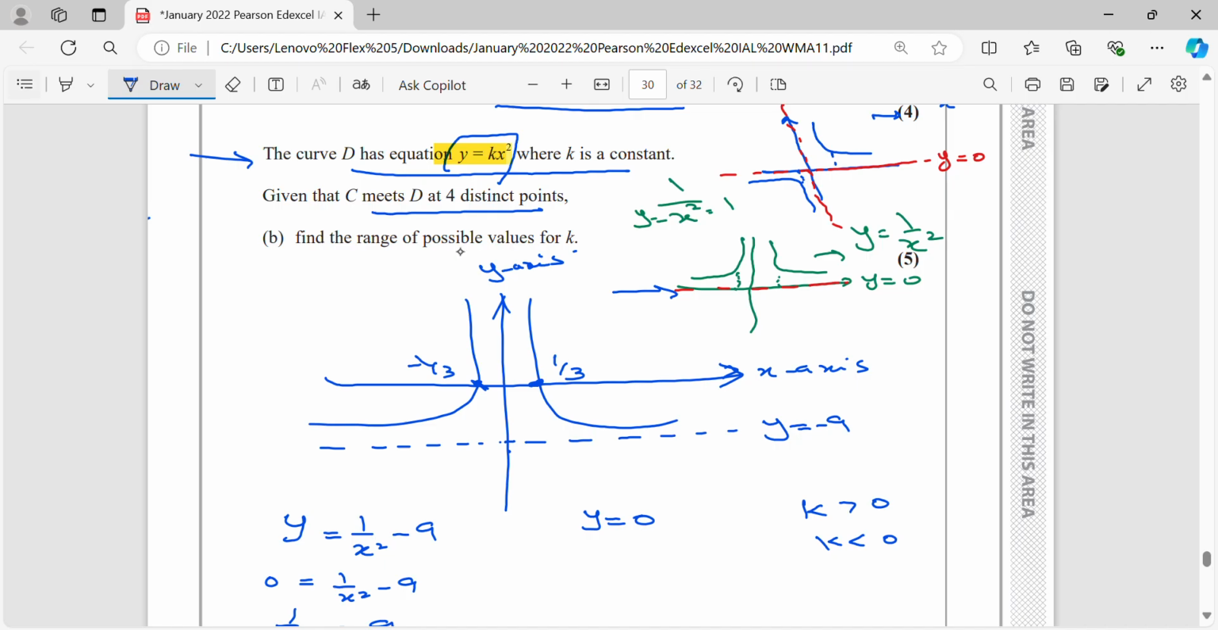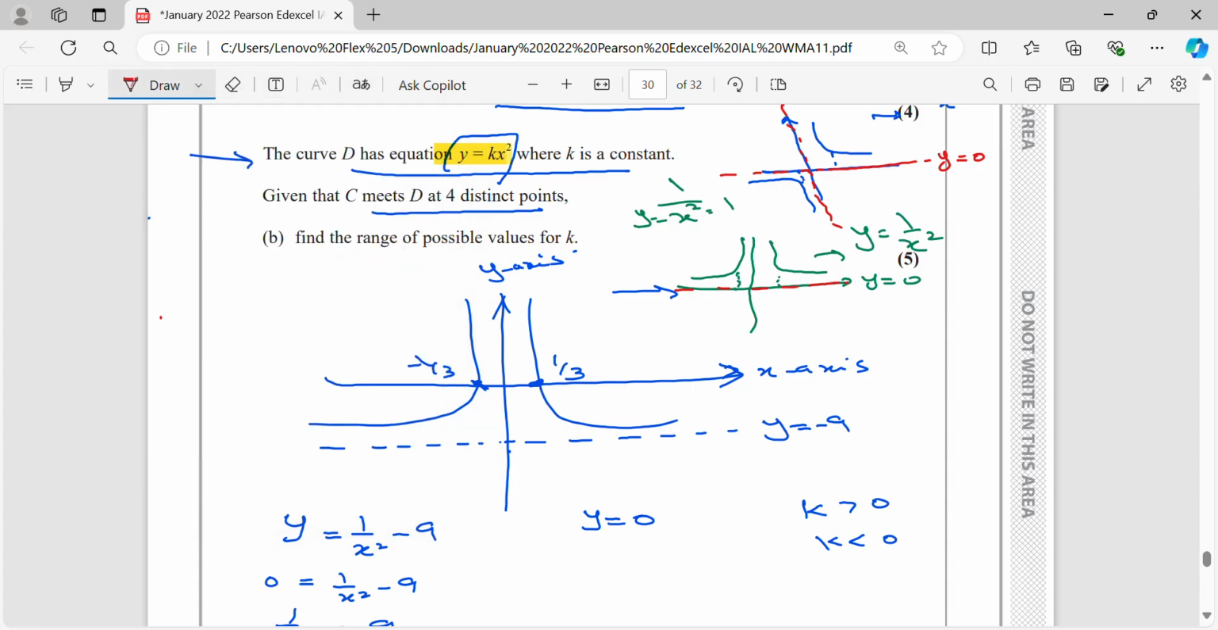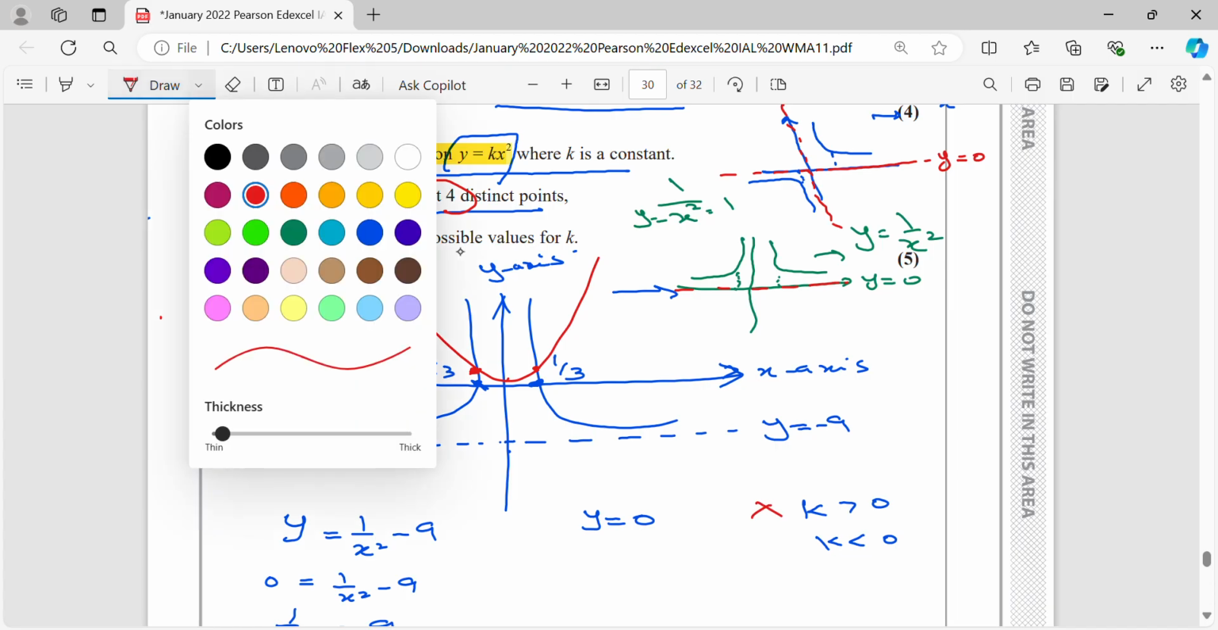If k is positive, it means that my parabola will be upward. So let's check out how the parabola looks if k is positive. It passes through a region and I can draw a parabola something like that. So we can see that if I draw a parabola upward, it touches at 2 points only, one here and another one here. But my question says that C meets D at 4 distinct points. So it means that k is not positive. All right, it means that k is negative. Let's check it out if k is negative.